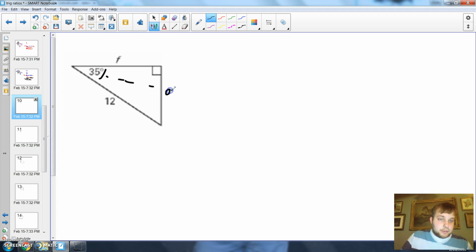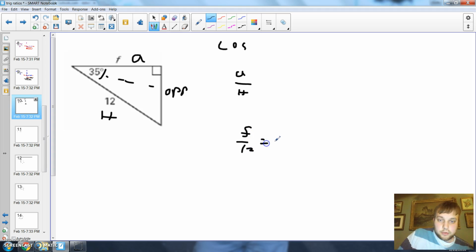Alright, here's the opposite. I don't know squat about that sucker. Here's the hypotenuse, right? The longest side is 12. This must be your A, or your adjacent. So I have information about my hypotenuse and about my A. I am thinking cos. Cos is A over H, remember? Alright, so I am going to go F over 12 equals cos. We're just going to crank these out. Cos of what degrees? 35 degrees.